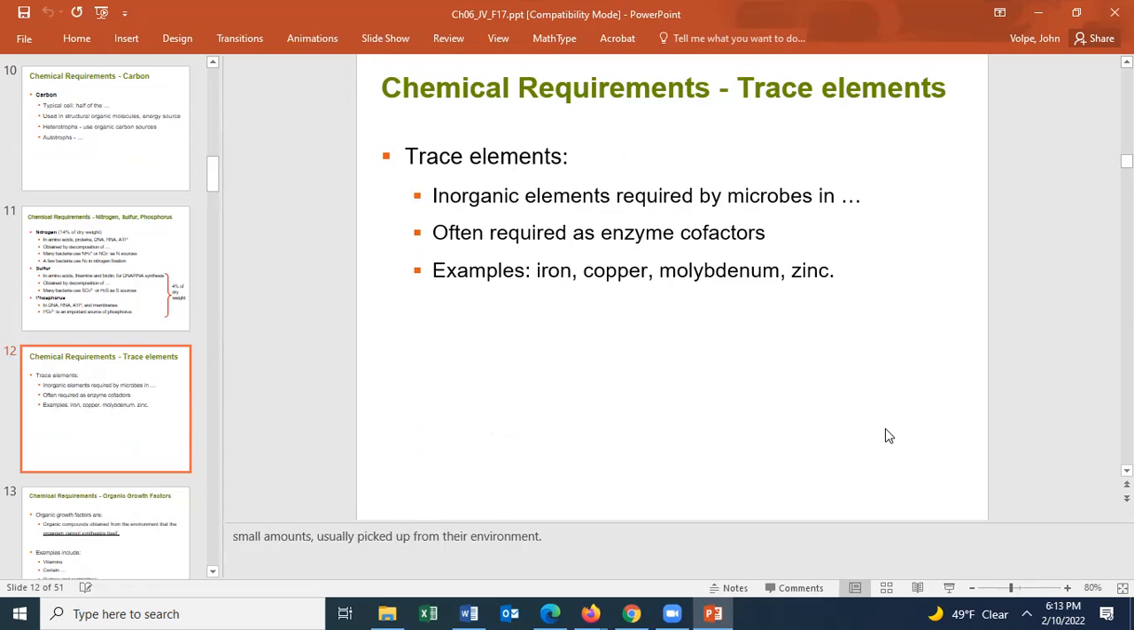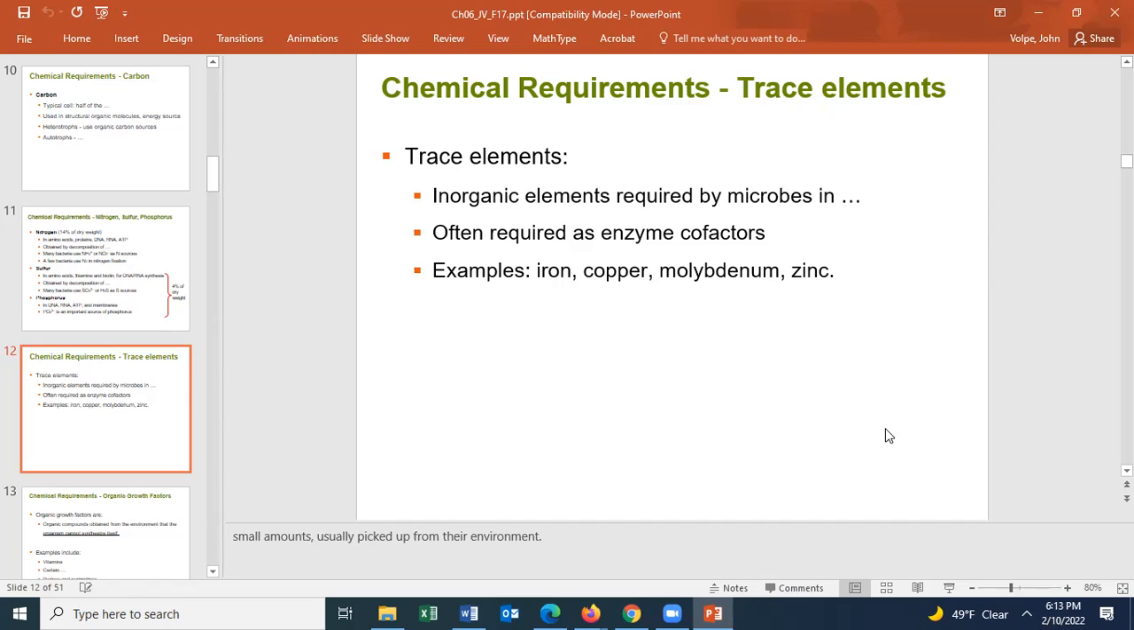Trace elements would be something like copper, magnesium, iron. Usually we get enough of these in the food we eat and in the liquids we drink. This is true for bacteria too. All of them have trace elements, and usually they get the trace elements directly from their environment. The atom just diffuses across the cell membrane.